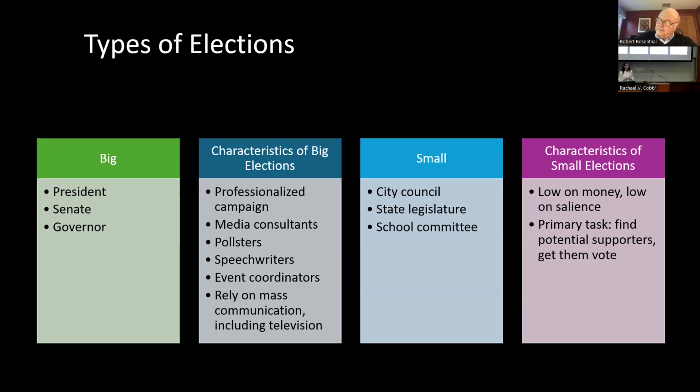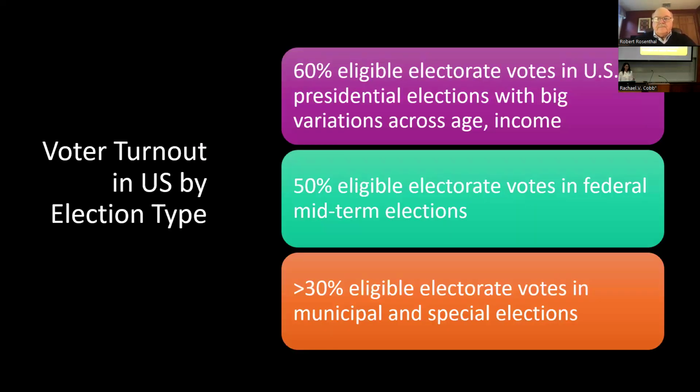And the characteristics of small elections are that they are low on money, low on salience, and so their task, if you are running for office at this most local level, your primary task is to just go out and find the people who will vote for you so you can try to win. And that is easier said than done. But the main takeaway here is we are trying to think, okay, if I'm running a small election in a small town, what do I want to know so that I can run this election effectively and try to win?